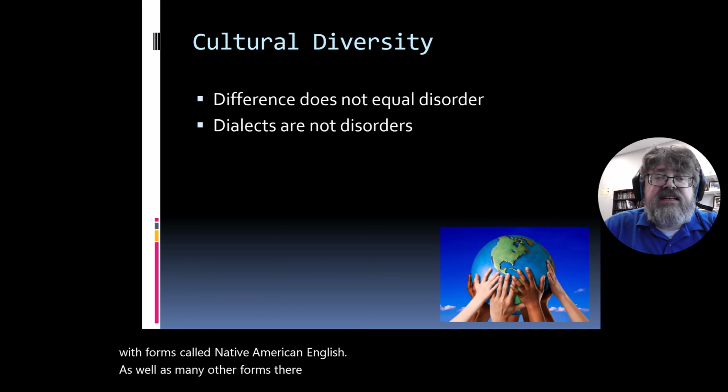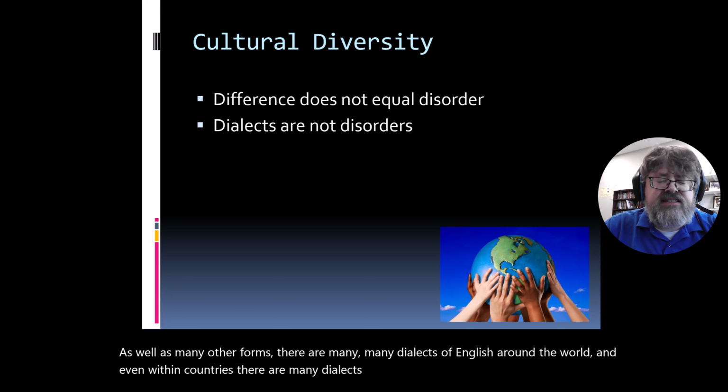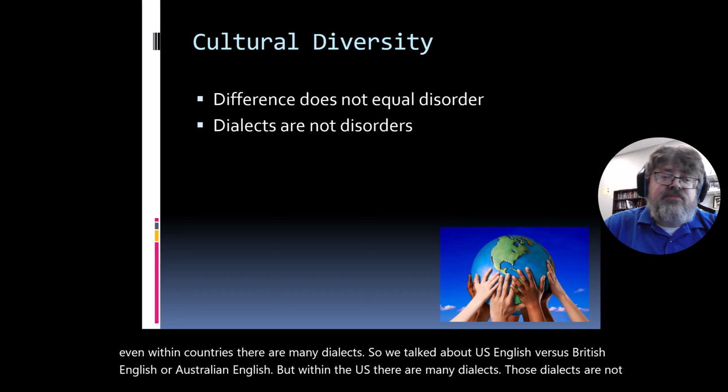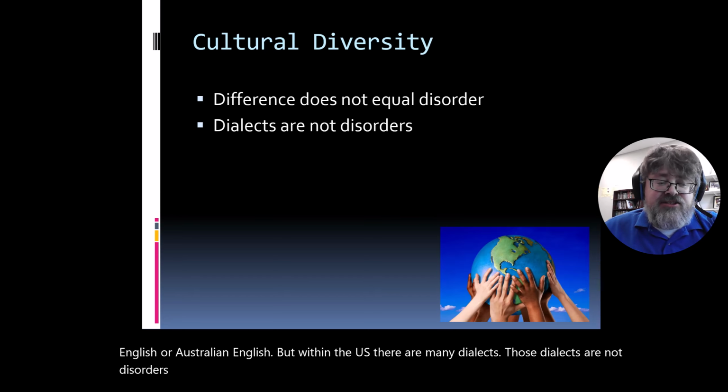There are many, many, many dialects of English around the world. And even within countries, there are many dialects. So we talk about US English versus British English or Australian English, but within the US, there are many dialects. Those dialects are not disorders. Differences are not disorders. Diversity, not disorders.